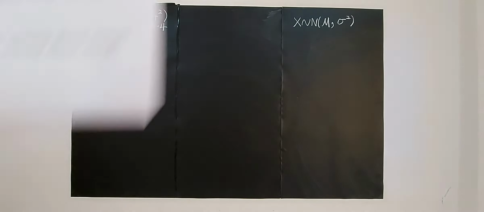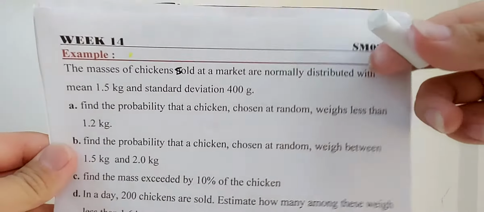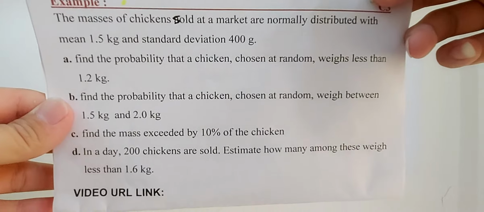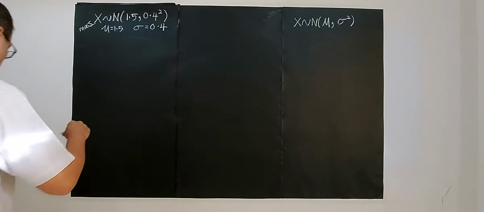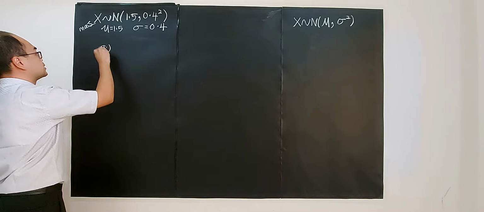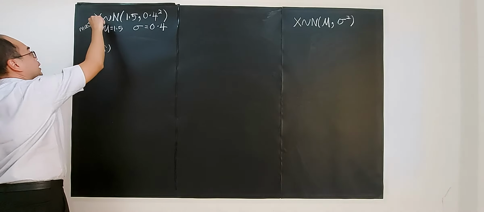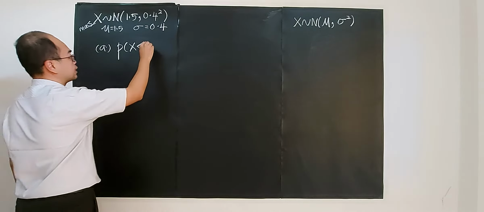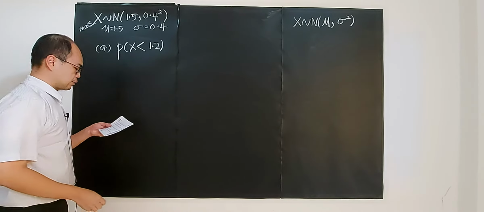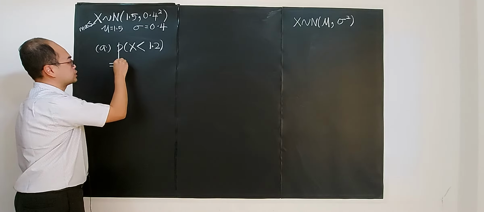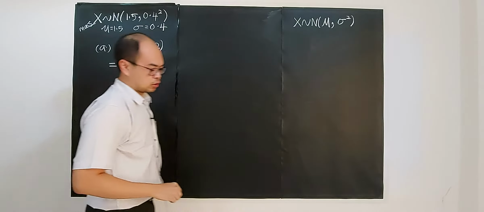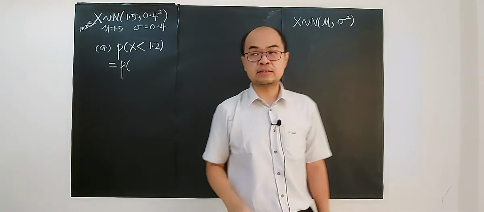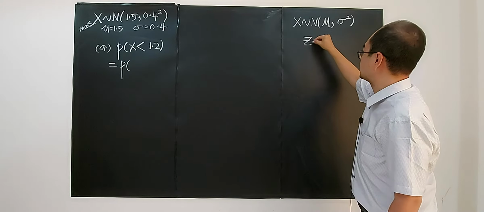The question asks us to find the probability that a chicken chosen at random from the market weighs less than 1.2 kg. So the mass is less than 1.2 kg. You can use the normal distribution. When solving problems involving the normal distribution, you have to standardize the score in order to use the statistical table.